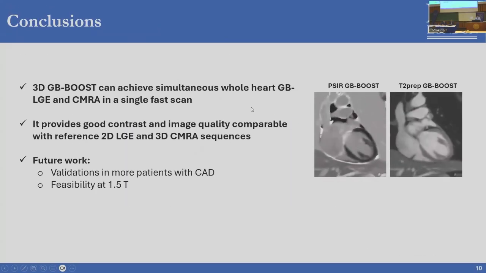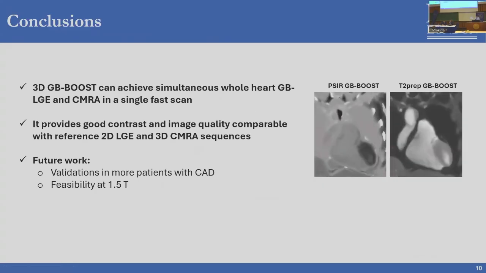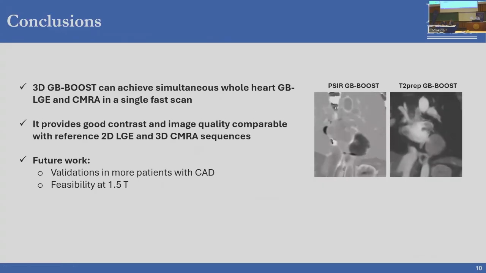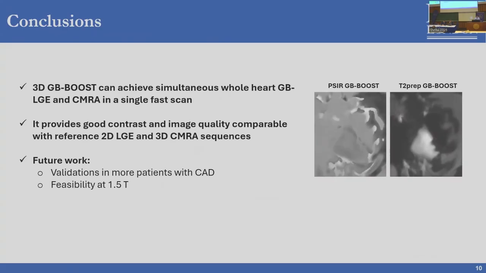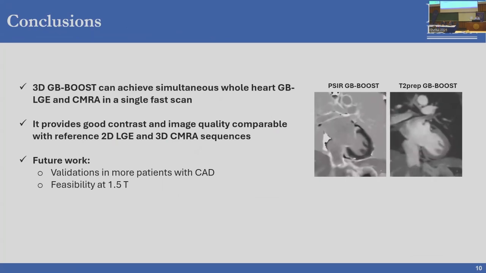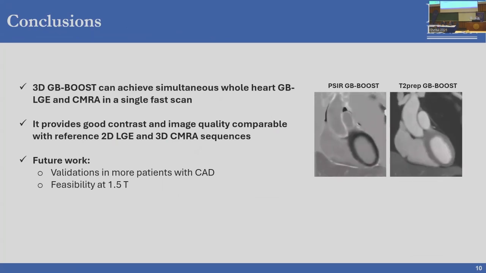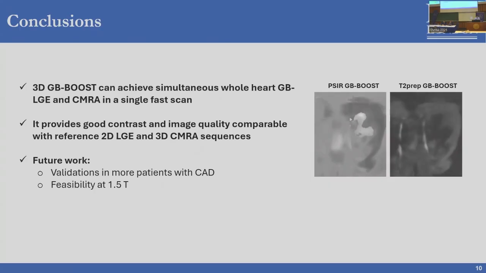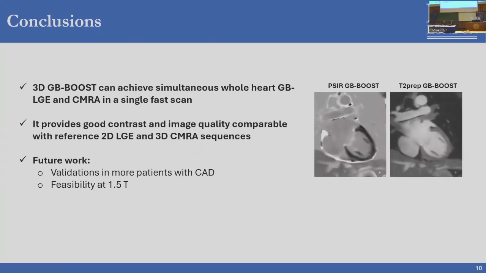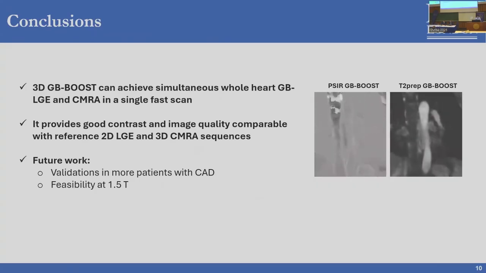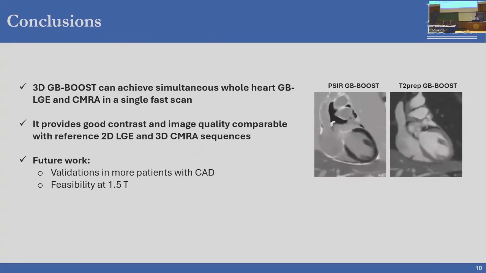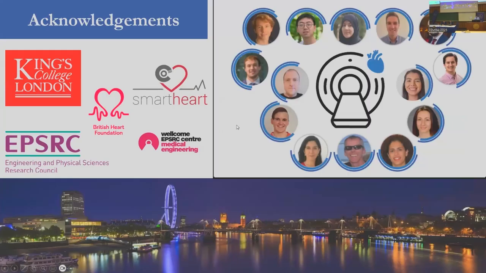So in conclusion, 3D gray blood BOOST can achieve simultaneous whole heart gray blood LGE and CMRA in a single fast scan, and it provides good contrast and image quality comparable with reference 2D LGE and 3D CMRA sequences. Future work requires validation in more patients with coronary artery disease, and some work is also ongoing to validate the feasibility at a 1.5 Tesla scanner. So thanks to the group members at King's College London, and thanks for your attention.